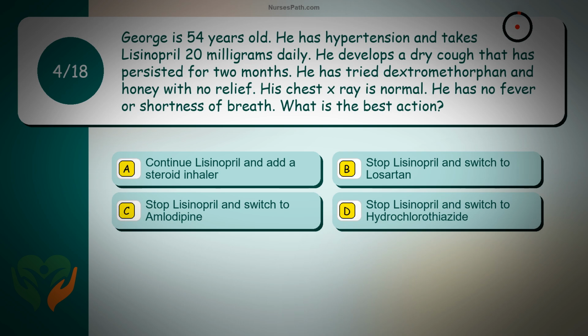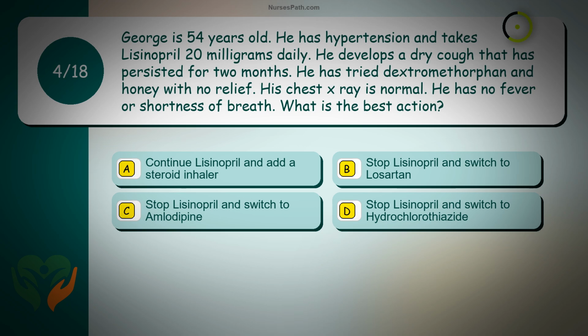Question 4. George is 54 years old. He has hypertension and takes lisinopril 20 mg daily. He develops a dry cough that has persisted for 2 months. He has tried dextromethorphan and honey with no relief. His chest X-ray is normal. He has no fever or shortness of breath. What is the best action?